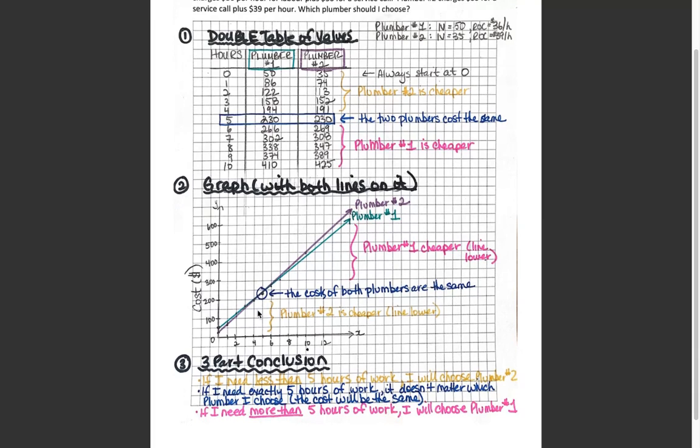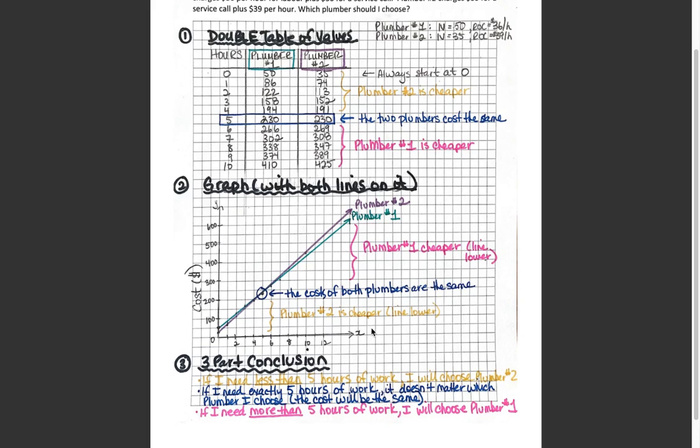We could see that below the point (5, 230), plumber number 2 was the cheaper option. So if I need less than 5 hours of work, I would choose plumber 2. At 5 hours, it doesn't matter which one we choose because the cost is going to be the same for both, so we're good to go. And then for any service call longer than 5 hours, I can see that plumber number 1, the green line here, would be the cheaper option. So if I need more than 5 hours of work, I would definitely choose plumber 1.